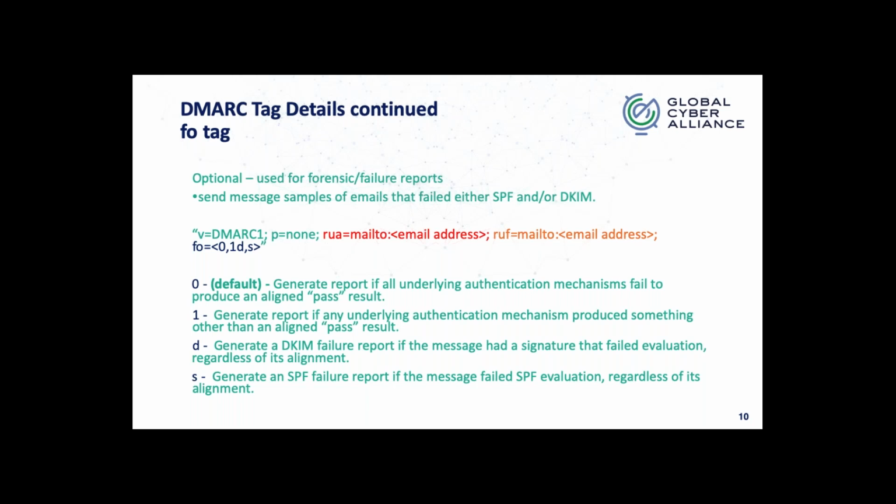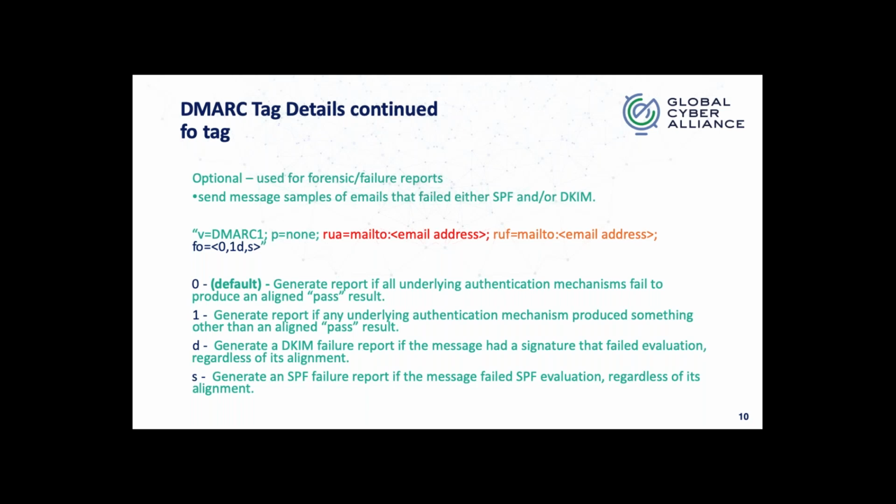If you do 1, so FO equals 1, then for any underlying authentication mechanism producing something other than an aligned pass result, generate a report. And then D is only if there's a DKIM failure, and S is only if there's an SPF failure. Then send a sample email. I haven't really seen the D value or the S value being used that often. Mainly I see 0 and 1.